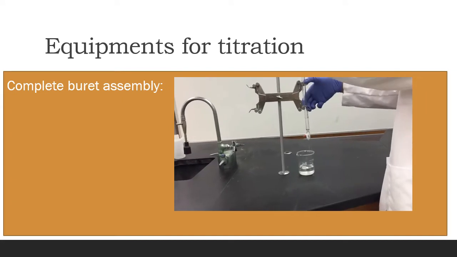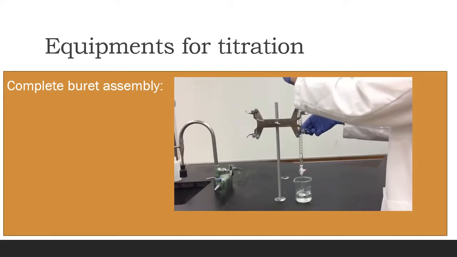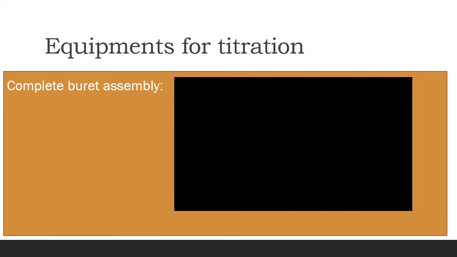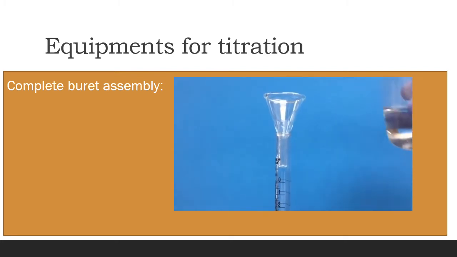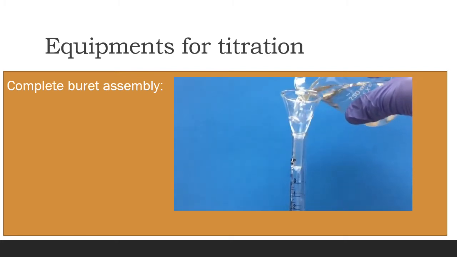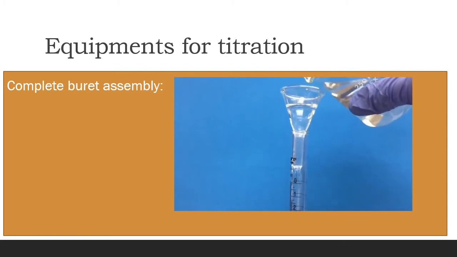Once assembled, place the burette in a burette stand. Use a small funnel to add just a few milliliters of titrant to the burette. Use caution and try to always pour with the burette at eye level.